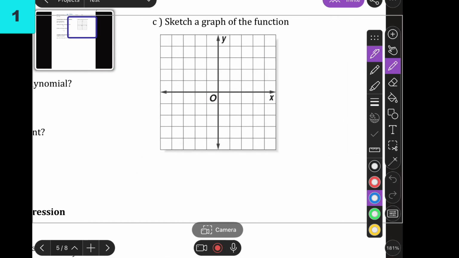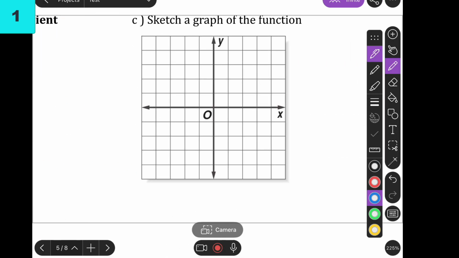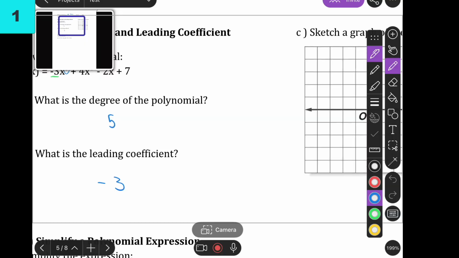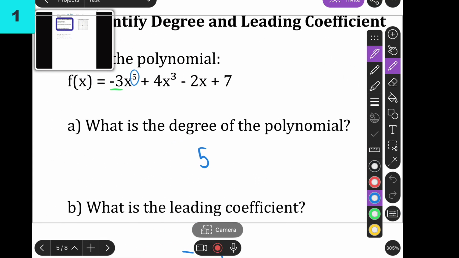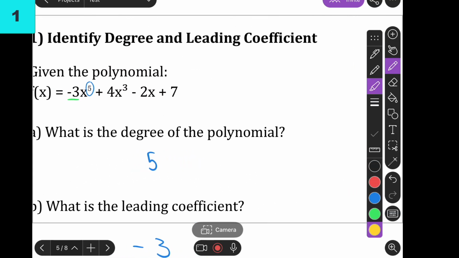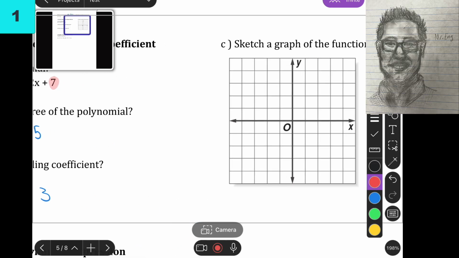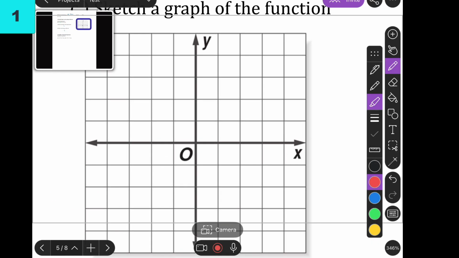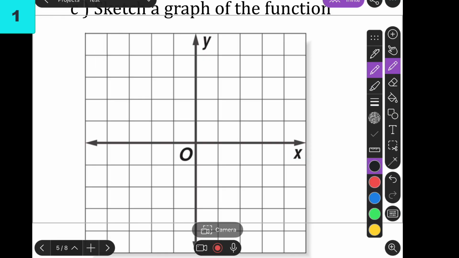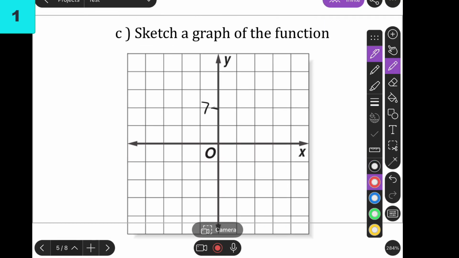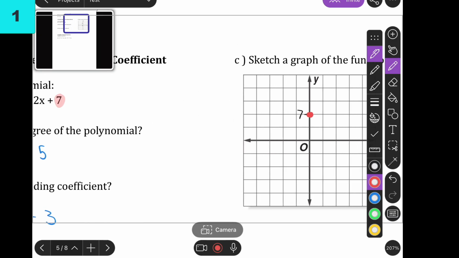Okay. Now they want us to sketch a graph of this. So I want to extract as much information as I can from this. One piece of information the students were not really utilizing is the y-intercept. So if I want to use the y-intercept in this case, let's just say 7 happens to be right here on the y-axis. And I know that my y-intercept means that my function eventually has to cross that point. So I'm just going to mark it right there.